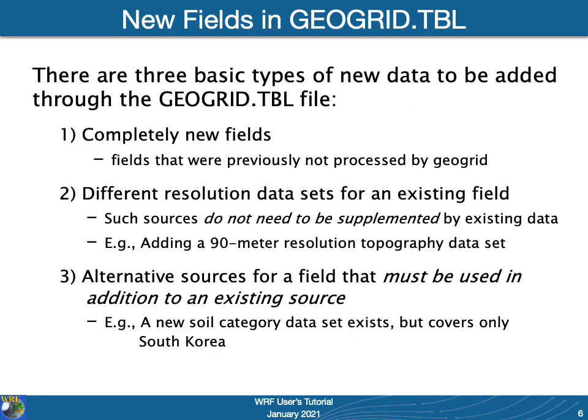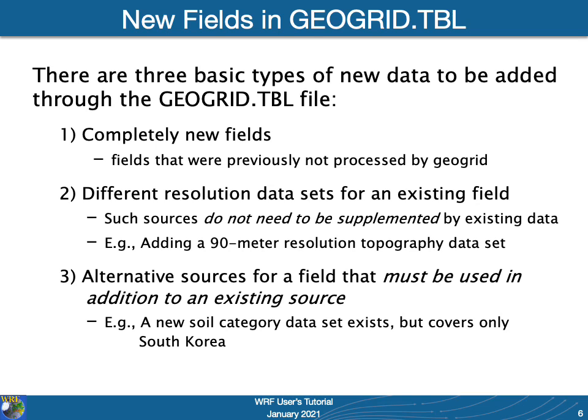So if you set out to process a new source of data through the GeoGrid table file, the first thing that you need to do is to determine which of these three categories that data set fits under. So the first possibility is that you're processing a completely new field. This is not an alternative source for an existing field in GeoGrid, but a completely new field that we've probably never seen before. Typically this happens if you're doing some sort of development in the WRF model and you need an additional field to support that new scheme in the model or whatever it is you're developing.